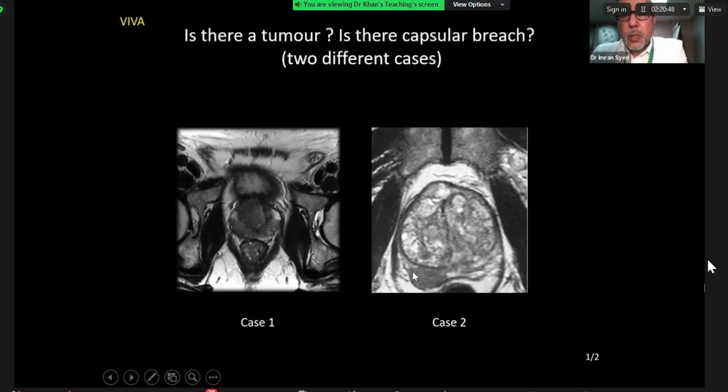Case 2 shows capsular bulging, and that's a term that we're using here. That's a particular term for prostate imaging. Capsular bulging with mass effect. You can see an elliptical nodular focus here, but the capsular margins appear to be maintained. Okay. So I would say possible T3A, T2 on this side.